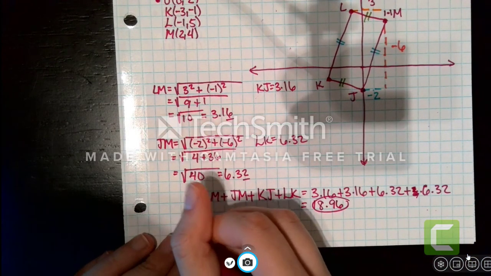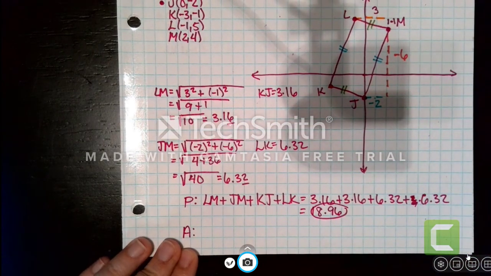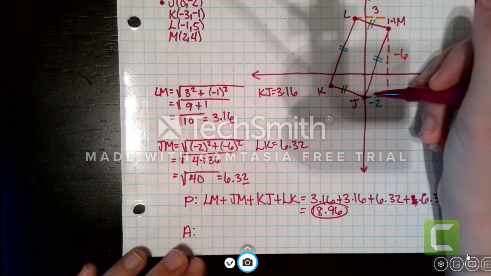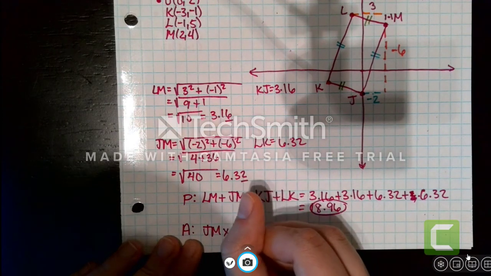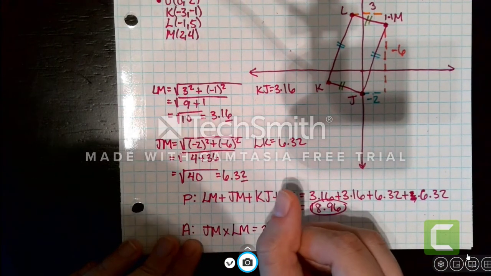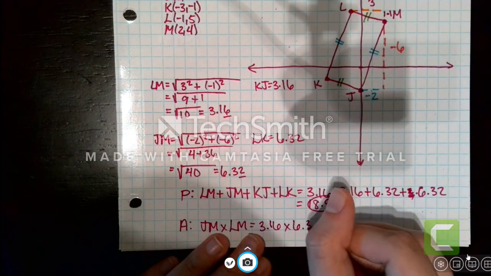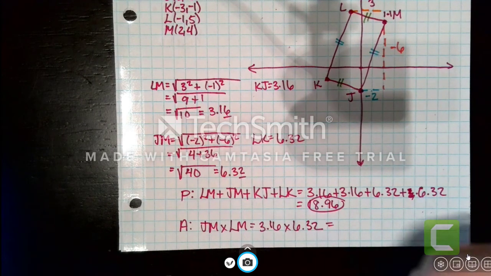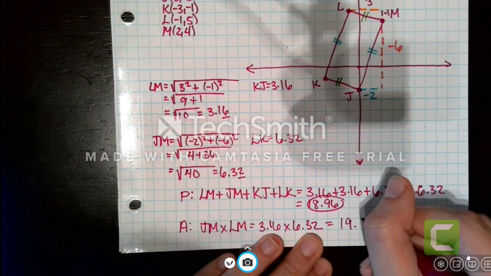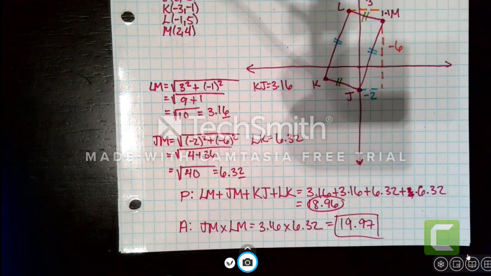So for your area, it is a rectangle. So we're going to be working with the base times height formula. So we need to be multiplying JM times LM. So you should have 3.16 times 6.32. And when those are multiplied by each other, you should get about 19.97. So close in value to your perimeter, but not all the way.